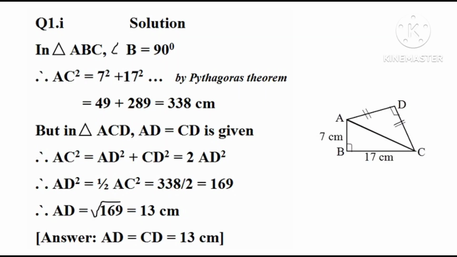In triangle ABC, angle B equal to 90 degrees. Therefore, AC square is equal to 7 square plus 17 square equal to 338. Similarly, in triangle ACD, AC square is equal to AD square plus DC square. Also, AD equal to DC is given. Therefore, AC square is equal to 2 times AD square. Hence, AD square is equal to 338 divided by 2 equal to 169. Therefore, AD equal to DC equal to 13.